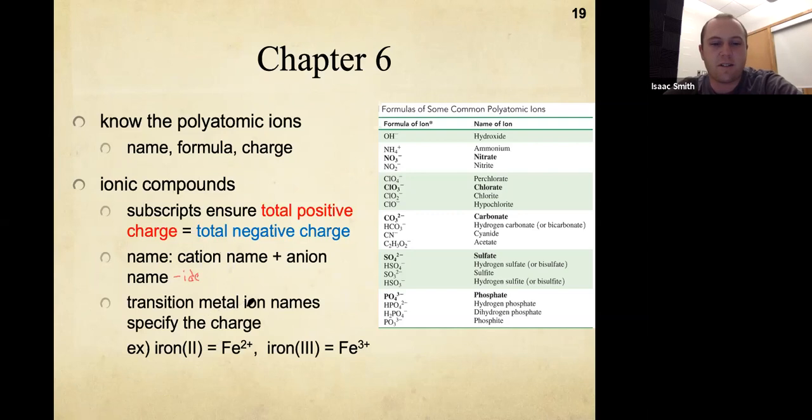And then when you have a transition metal, you need to specify the charge. So for iron, where there are multiple charges it could take on, if it was in iron chloride or something like this, then it would have a 2+ charge. If the compound was iron chloride with 3 chlorides, then it would have a 3+ charge, and you need to signify that with Roman numerals. Okay.